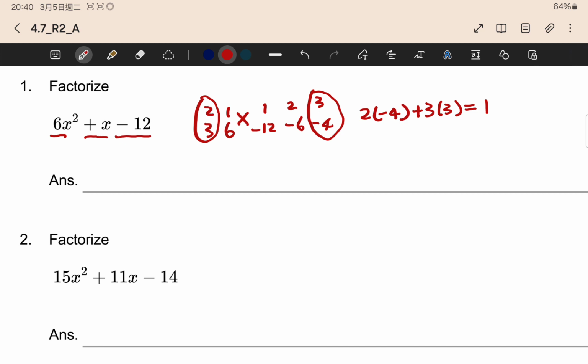The factors in the answer correspond to the rows of numbers. For the first row, it corresponds to the factor 2x plus 3. For the second row, it corresponds to the factor 3x minus 4.